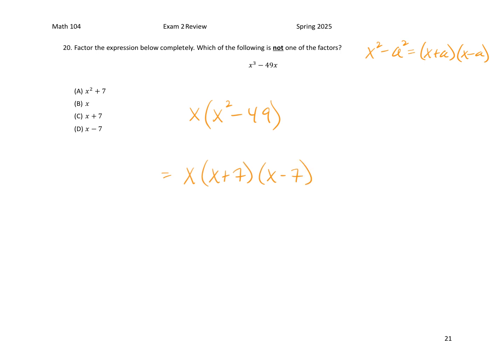Okay, so my three factors are x, x plus 7, and x minus 7. So x squared plus 7 is not one of my factors.